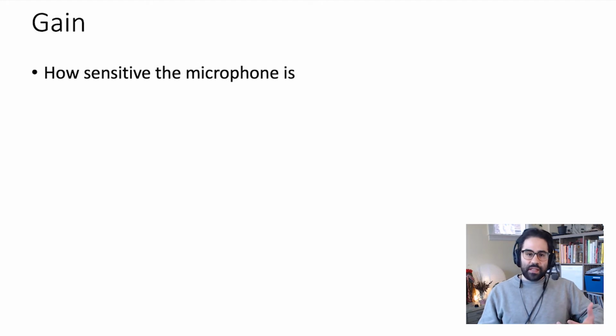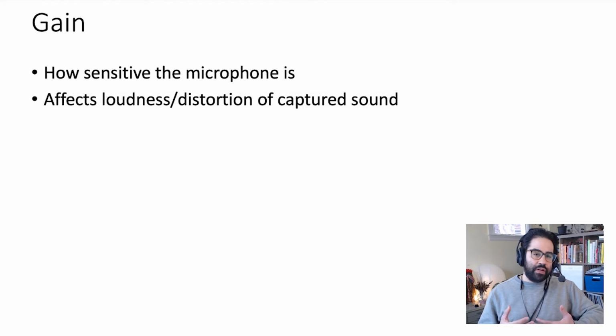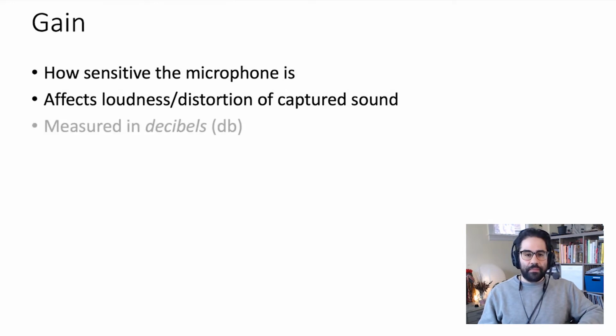Gain sets how sensitive a microphone is during digital recording, and it can affect both the loudness and distortion of captured sounds. We saw some examples of different gain settings in the 2 recording videos for iPhone and Android. Gain is measured in decibels, which is often abbreviated dB for short.